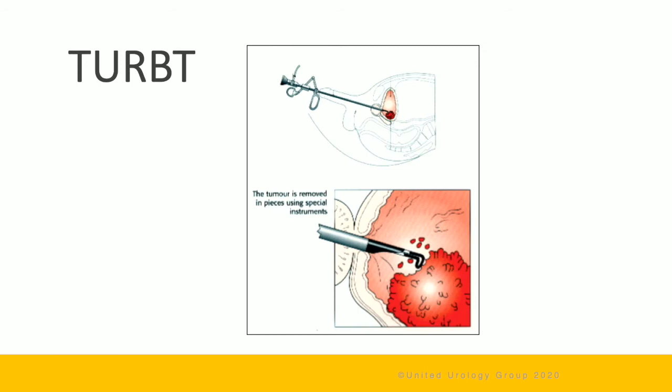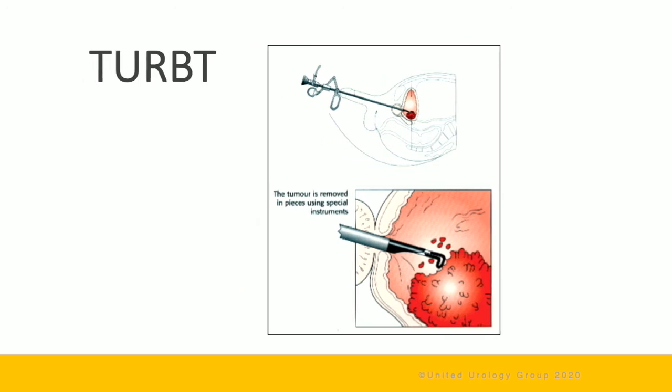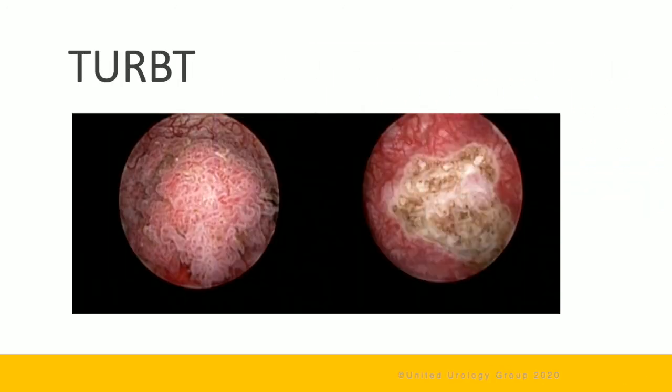With transurethral resection of the bladder tumor, a special type of instrument called a resectoscope, which is a cystoscope with a special device attached to it, is placed through the urethra into the bladder, and the tumor is removed in pieces using special instruments. To the left is an example of what a bladder tumor looks like, the fluffy pink tissue, and on the right is what the bladder tumor looks like post-resection with the base cauterized.